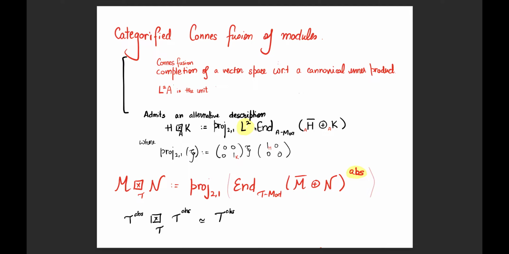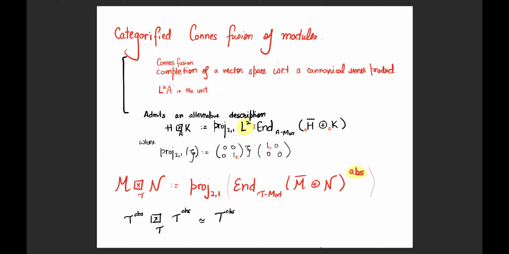But then there was a happy accident that there was another formulation for this inner product. What you can do is if I have H and K, where H was the right A module and K was the left A module, I could take H bar plus K, and now they're both left A modules. I take the endomorphisms in A-mod, and now this is a von Neumann algebra. And I can take the L2 of it, and now again I project into the corner. And this happens to be isomorphic to the previous definition I showed you of the fusion product.